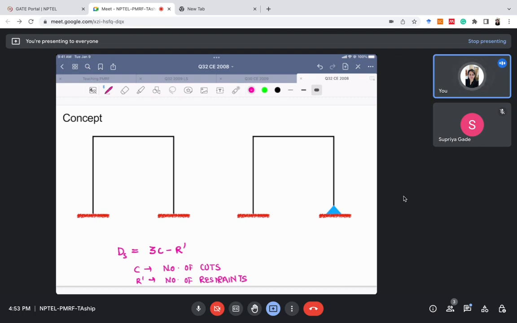After making the cut, we should use the formula 3c minus r dash, where c is the number of cuts to make the structure open tree like structure, and r dash is the number of restraints to make the joint rigid. Let's see how to use this formula for these two frame problems. Suppose we are asked what is the degree of static indeterminacy for case 1 and case 2. So let's see how we will use this formula here.